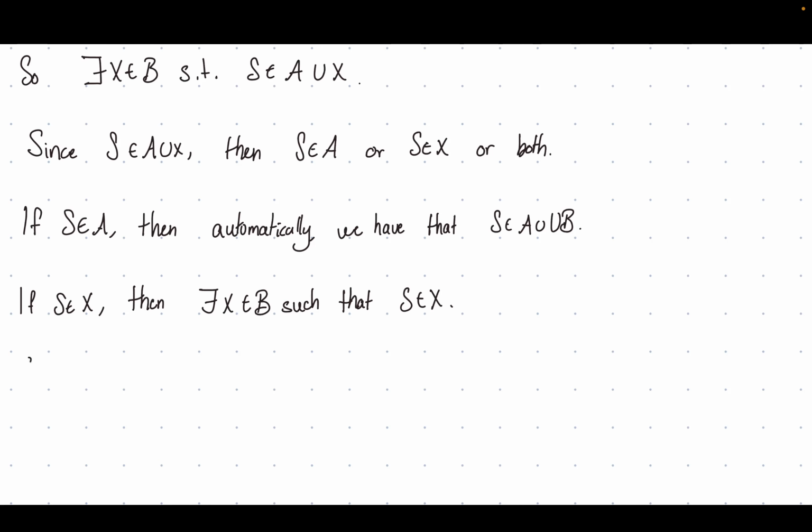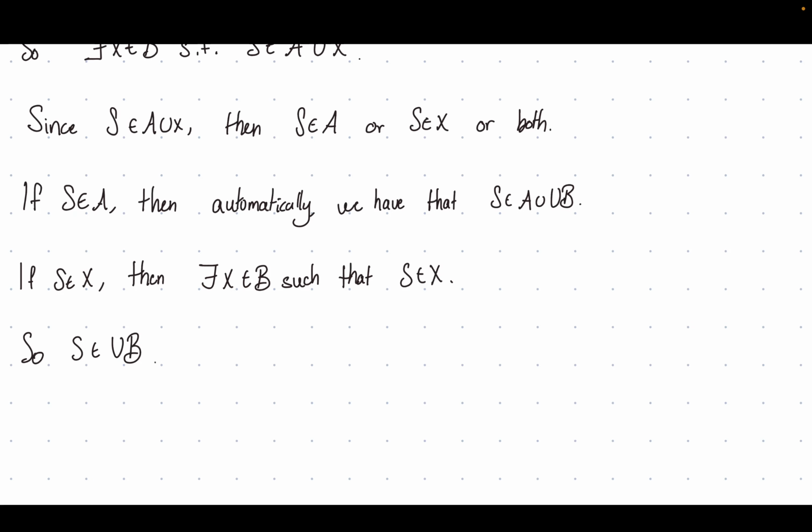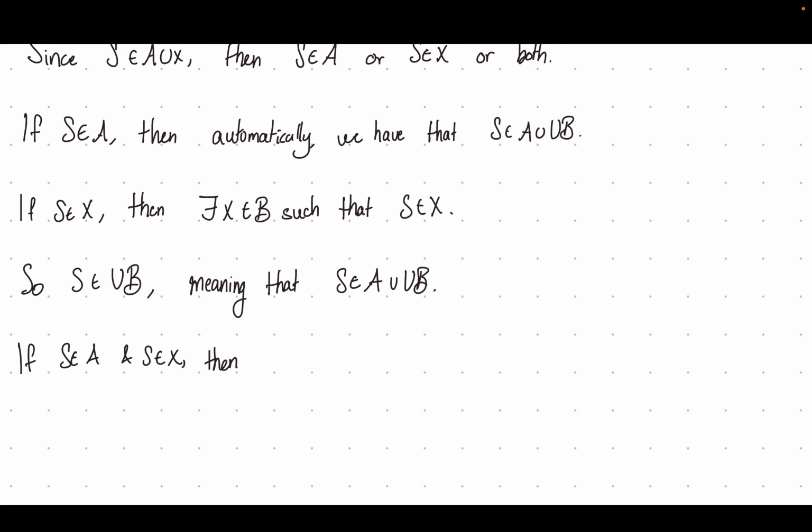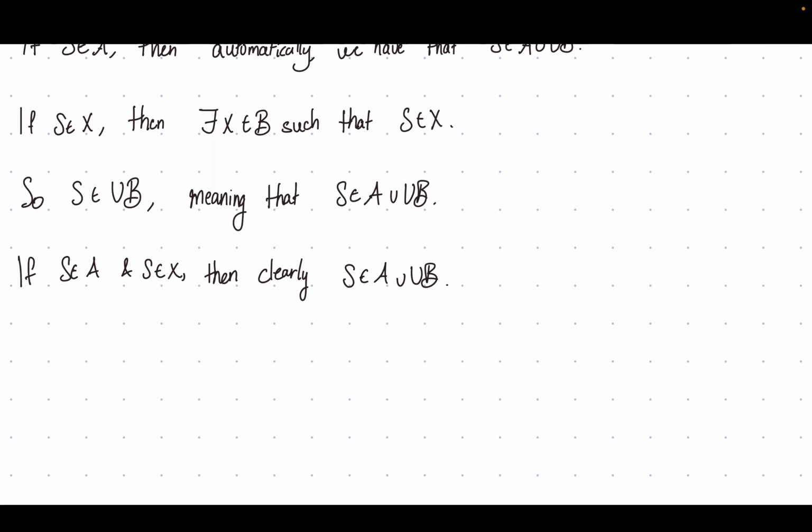So S is in the union of B, because this is the membership requirement for being in the union of B. And then, oh right, meaning that S has to be in A union the union of B. And then if S is in A and S is in X, then clearly S is in A union the union of B, whatever way you want to flip it.